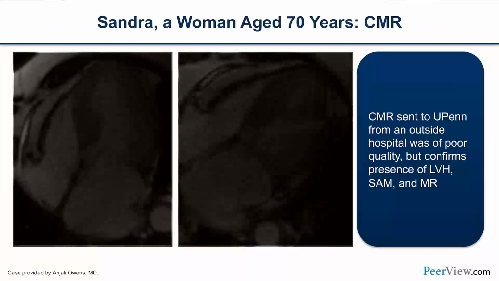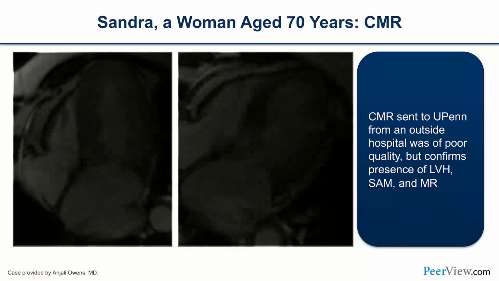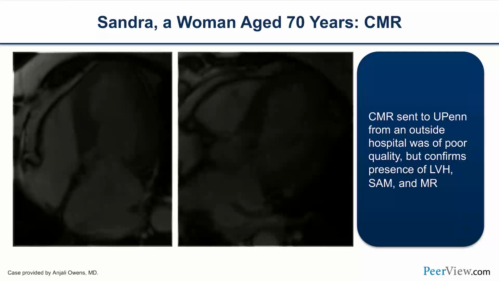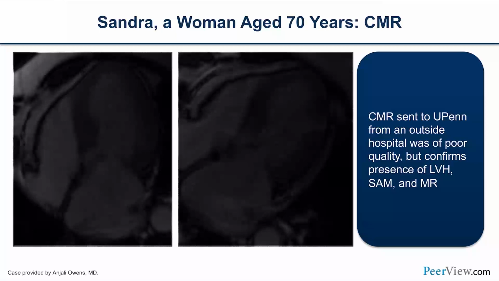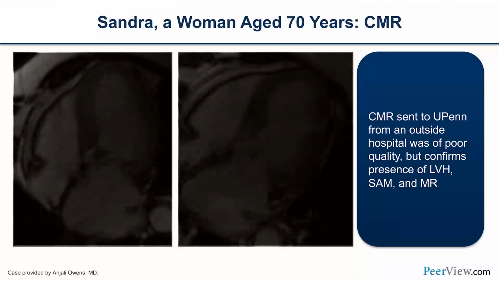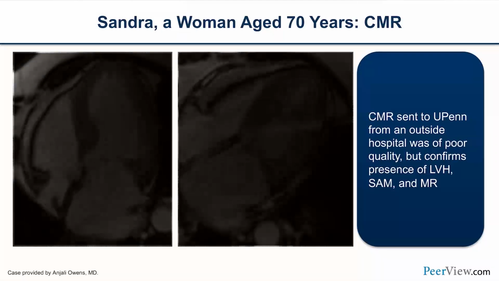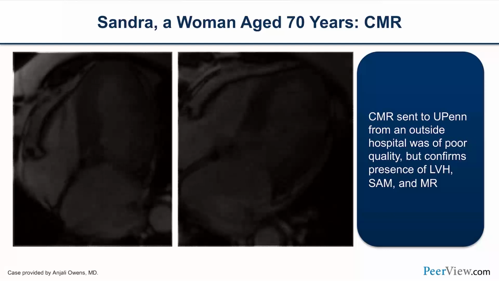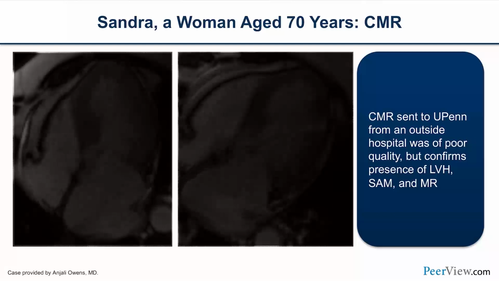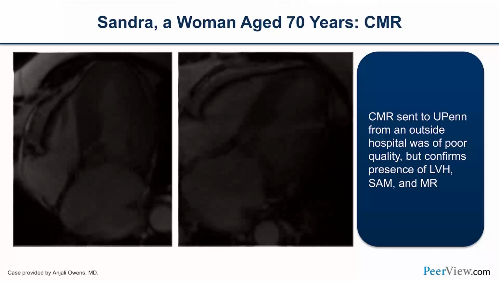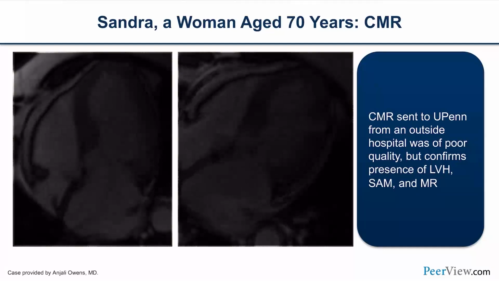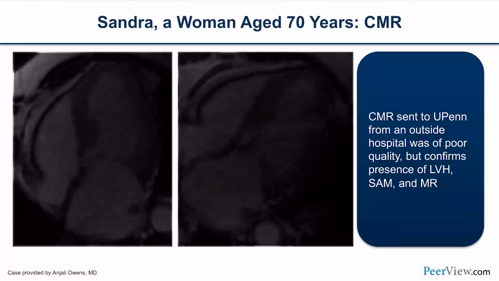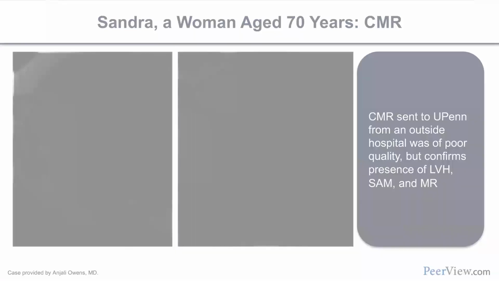Here's Sandra's MRI, which was not done at our institution, but we were able to obtain a copy of the disc. And again, although the images are not crystal clear, they are certainly clear enough to identify the presence of asymmetric septal hypertrophy with systolic anterior motion of the mitral valve. There's very turbulent flow evident in the LVOT and concomitant posteriorly directed mitral regurgitation.